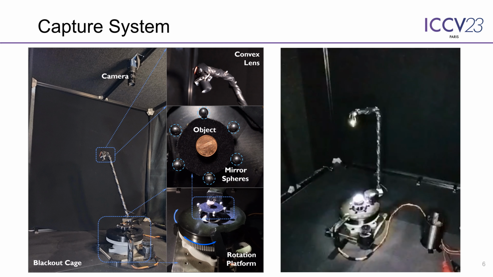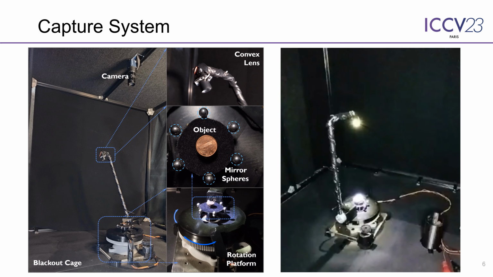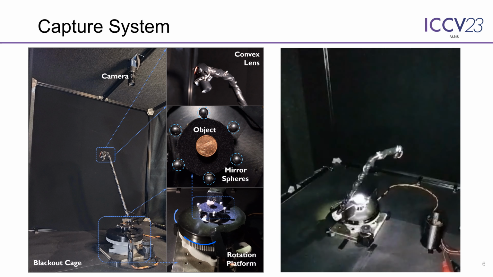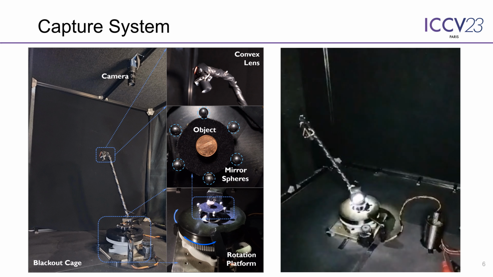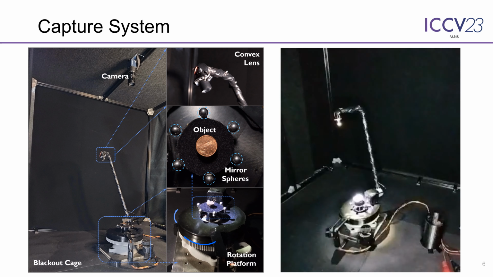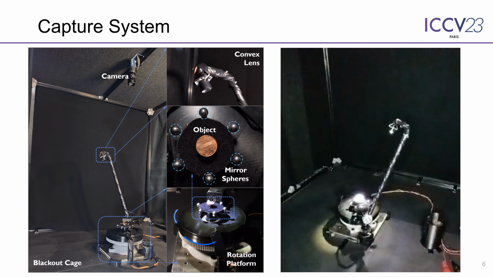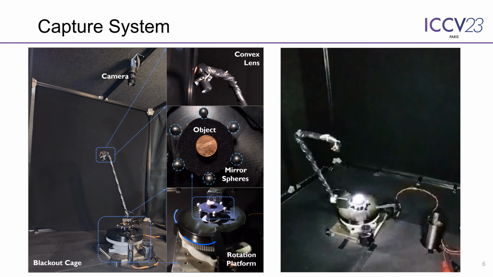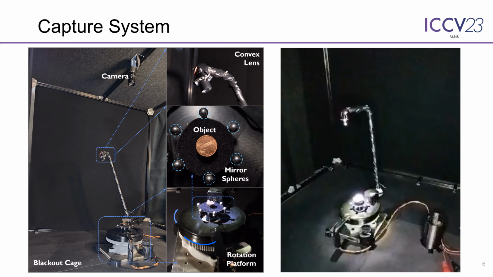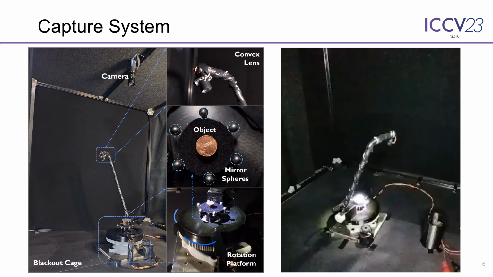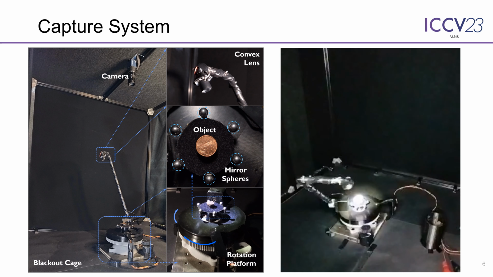To capture images, we constructed a capture system, which is a blackout cage without environmental lighting. To enable flexible illumination control, we integrate a 2-axis rotation platform. A single light source is positioned at the tip of the rotation arm with a convex lens placed in front to provide parallel illumination. The object is put on the center of the rotation system, surrounded by 6 mirror balls to calibrate the light direction. An industrial camera with a 50mm lens is equipped at the top.